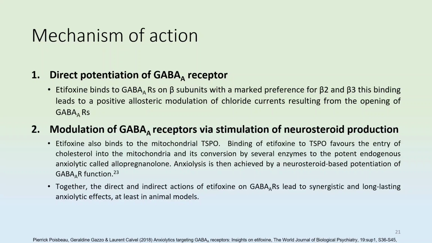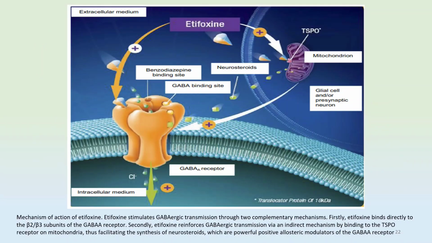Together, the direct and indirect action of etifoxine on the GABA A receptor leads to a synergistic and long-lasting anxiolytic effect, at least in animal models. So here we can see that it has a dual mechanism. It is also acting on the TSPO of mitochondria, which is causing the other way of action, and one is directly through the GABA.